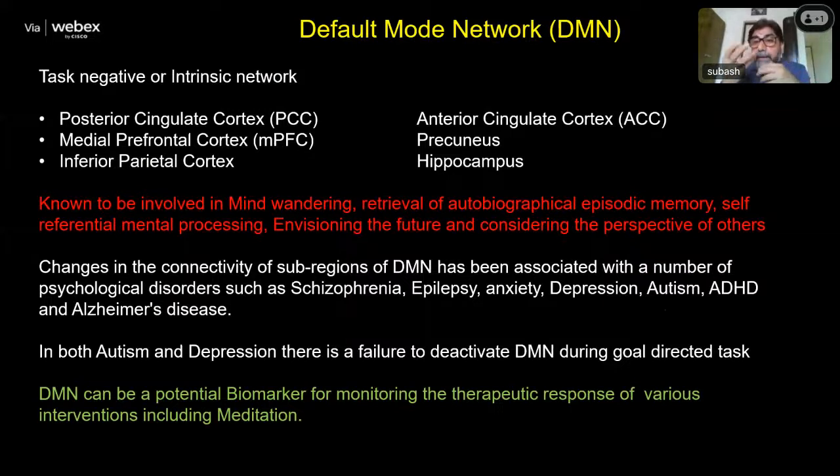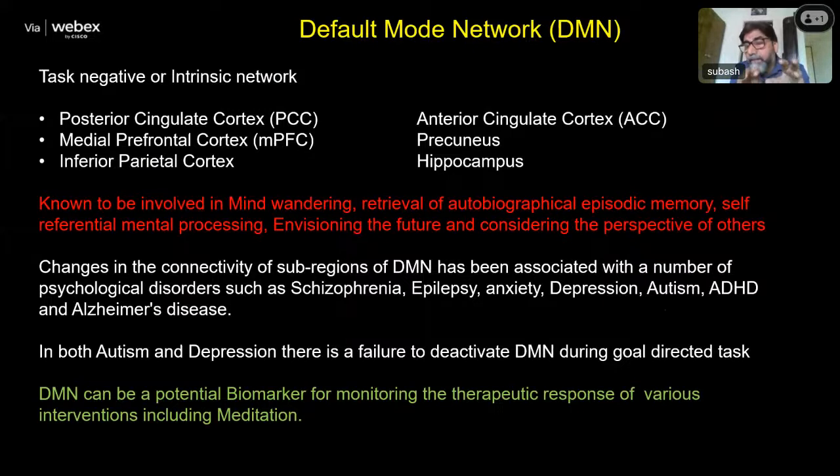We are thinking about our past or our future. Then self-referential mental processing. Within ourselves, we are thinking how I should plan my future, envisaging the future and considering the past, what others are thinking about me, what I think about others. This all is contained in the default mode network. And this default mode network also includes people who have negative thoughts and people who have positive thoughts. They are also contained in this default mode network.